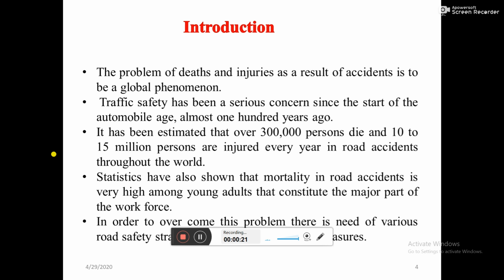Introduction: the problem of deaths and injuries as a result of accidents is a global phenomenon. Traffic safety has been a serious concern since the start of the automobile age, which is almost 100 years ago. According to the WHO survey, over 3 lakh persons die and 10 to 15 million persons are injured every year in road accidents. Statistics also show that the mortality rate in road accidents is high among young adults, who constitute the major working part of the population.